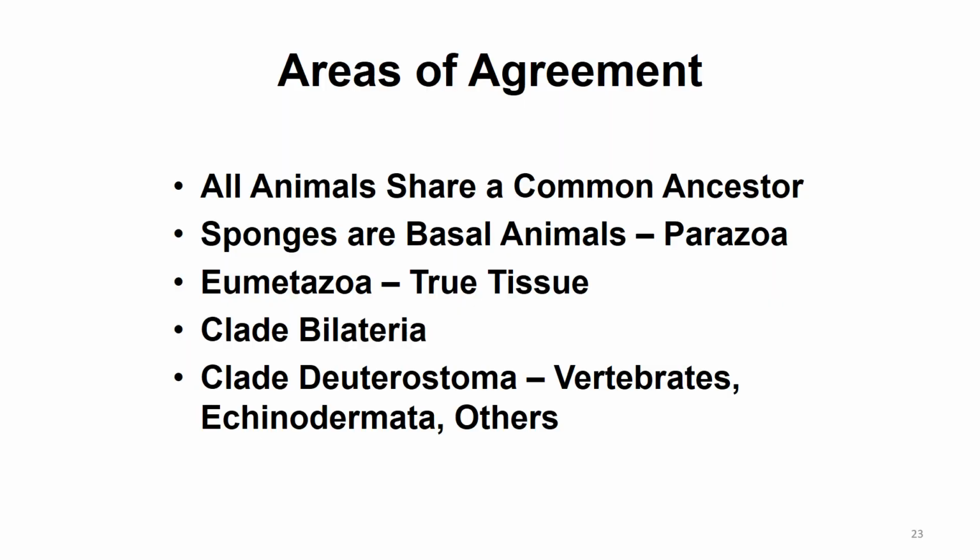There are other methods of classifying animals which you may come across in your research, but there are some areas that all taxonomists agree with. These include all animals share a common ancestor. Sponges are the basal animals and are the clade Parazoa. The clade Eumetazoa is all the organisms with true tissues, so everybody but sponges. Clade Bilatera is generally agreed upon, and clade Deuterostoma, which contains vertebrates and echinodermata.